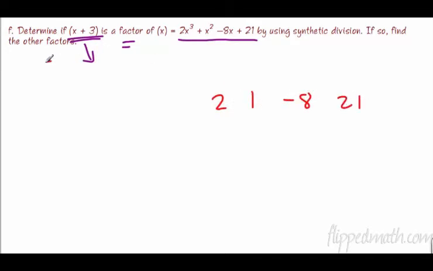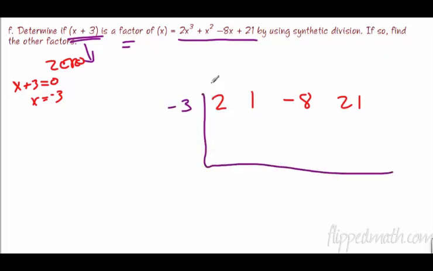And remember, we put the 0 or the root. So this is x plus 3. If you need to, you figure it out over here: when will this equal 0? x equals negative 3. All right, negative 3 goes out front. And then you draw your little box. And remember, bring the first number down. So, negative 3 times 2 is negative 6. Add, we get negative 5. Multiply, negative 3 times negative 5 is positive 15. Add, whew, that's crazy, we get a 7. Okay, negative 3 times 7 is negative 21.